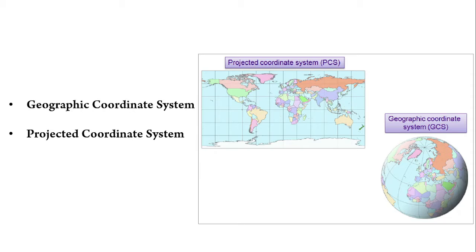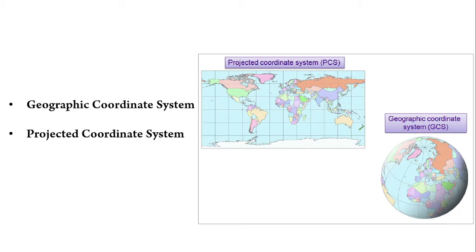GIS uses two types of coordinate reference system. One is the geographic coordinate system and the other is the projected coordinate system. GCS, the geographic coordinate system, represents locations on the three-dimensional Earth surface. Therefore, its units are in decimal degrees.